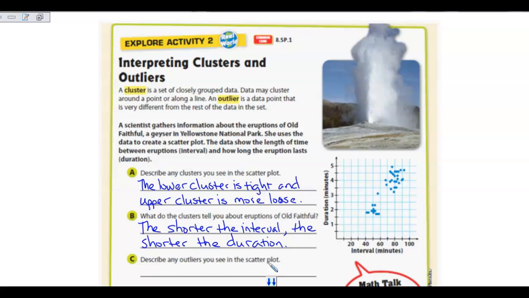Do we see any outliers in this scatter plot? Is there a point that doesn't seem to be a part of the group? And if you said yes, this one right here, I would agree. I believe that it is the outlier because it's not part of either group. It's kind of suspended between the two. Okay.